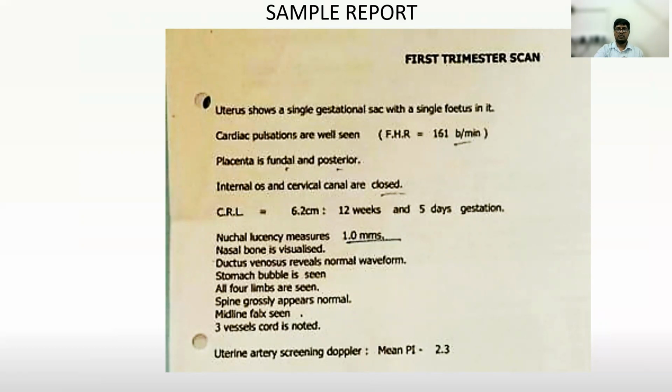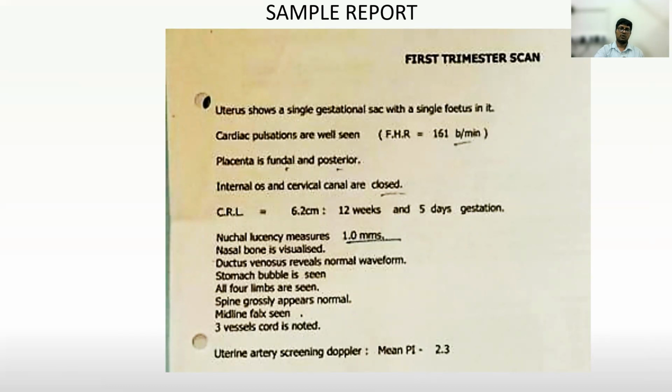A typical first trimester scan report must have the following details in it. As you can see here, there is a single gestational sac with a single fetus in it. So that signifies it's an intrauterine gestation. Cardiac pulsations are seen, so viability is confirmed. They have also spoken about the placenta position, whether the internal os and cervical canal are closed. We have to mention the distance between the inferior margin and the internal os if it is low lying.